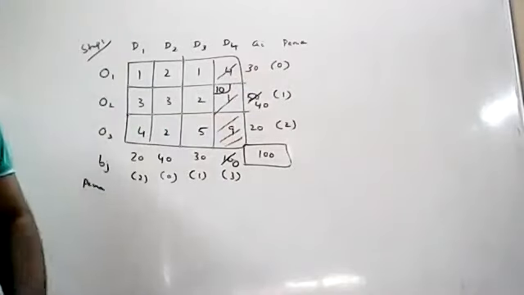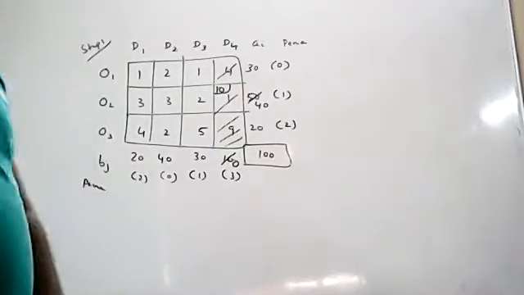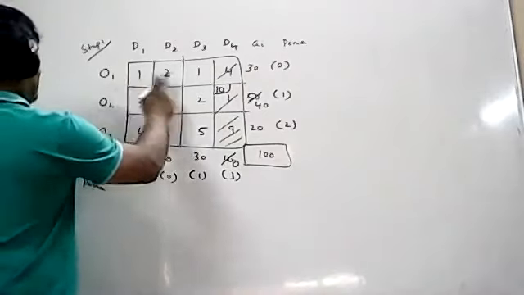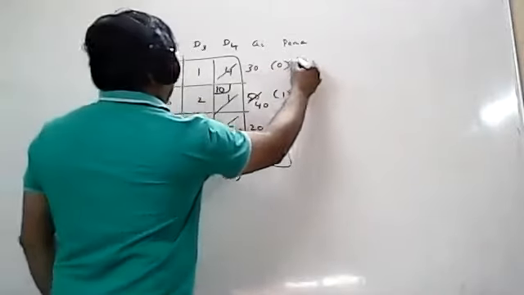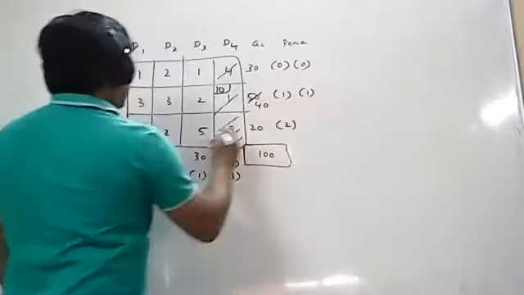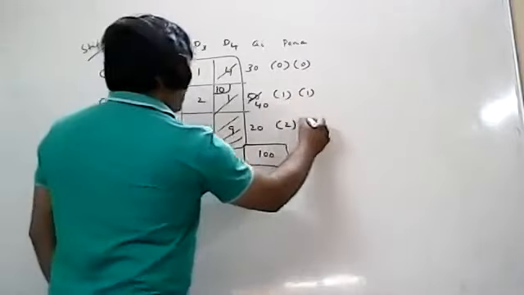You have to repeat the procedure until you get a single row or single column. Again, calculate the penalties. First row: smallest element, next smallest element, difference 0. Second row: difference 1. Third row: difference 2.